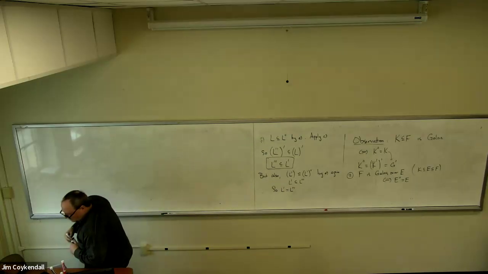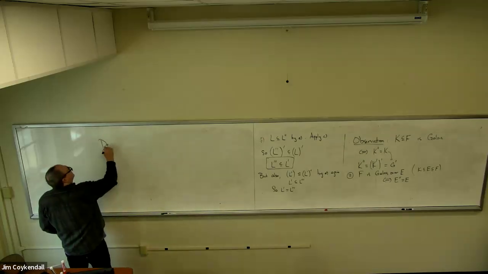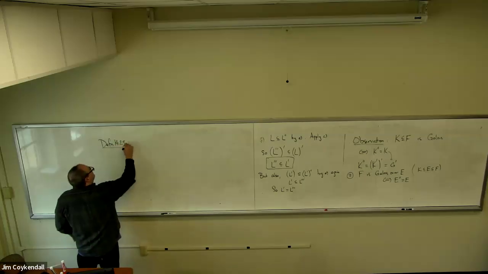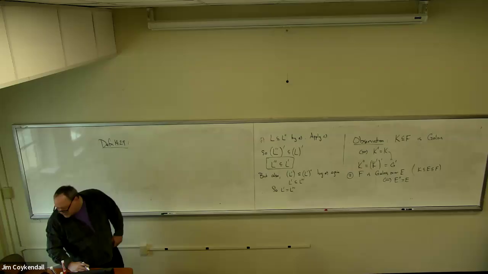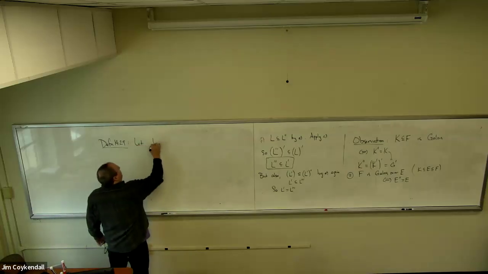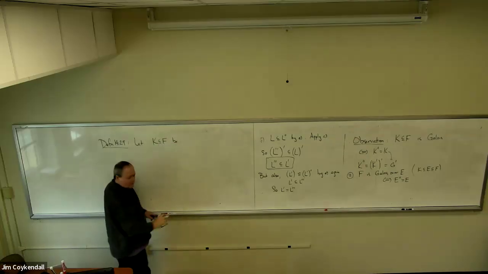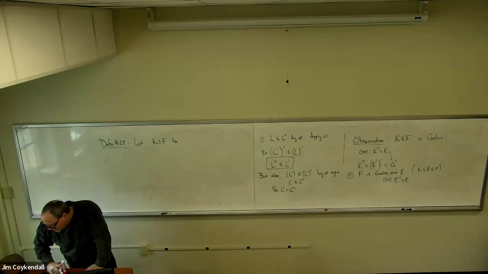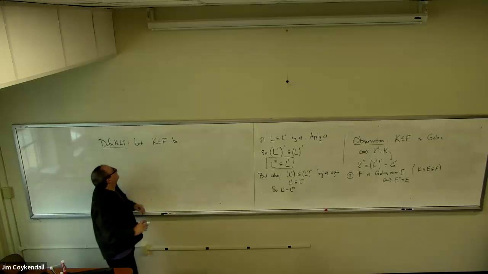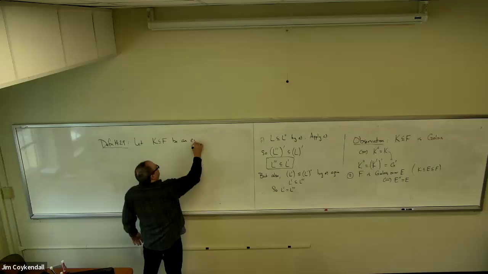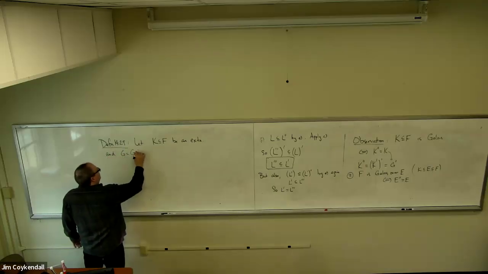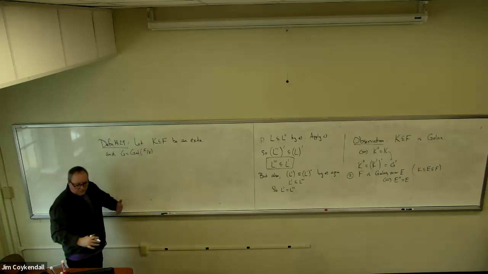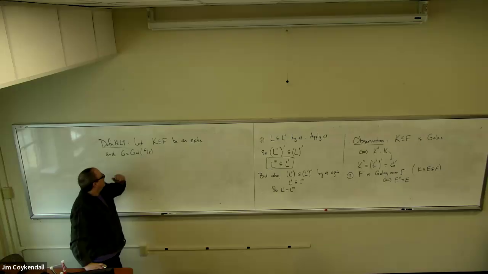Definition 14.2.9. Let F be an extension of K, and let G equal the Galois group of F over K. Of course, the Galois group always exists. It's just the automorphisms that fix K. I'm not assuming that it's Galois at this point.